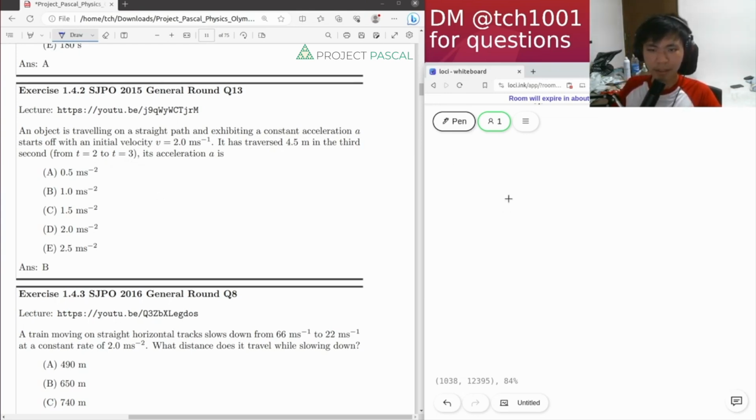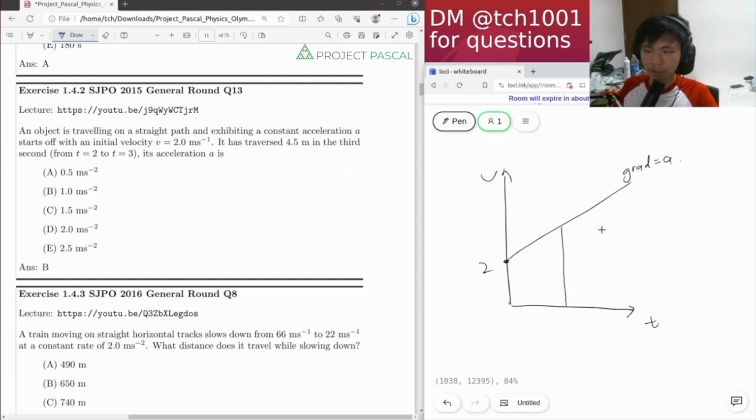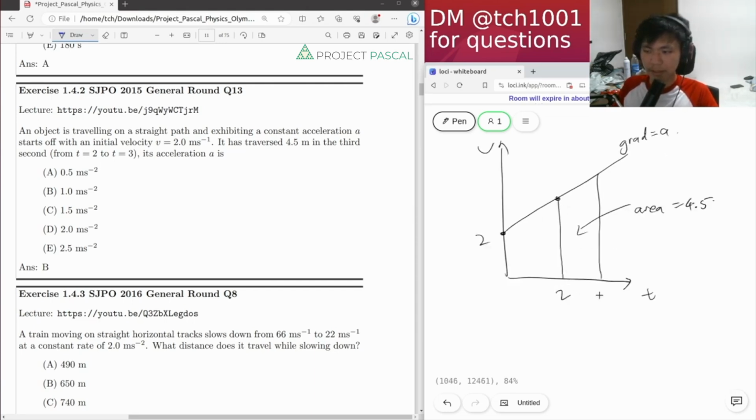So in this case, we could use the Suvat equations, but I think it's a lot simpler if we just draw the velocity time graph. So let's draw the velocity time graph. The object starts out at 2 meters per second and it travels at a constant acceleration a. That just means that the gradient of this graph is equal to a. It traversed 4.5 meters in the third second, which means that from t2 to t3, the area is 4.5. Now we know that after 2 seconds, the velocity here is going to be 2 plus 2a.